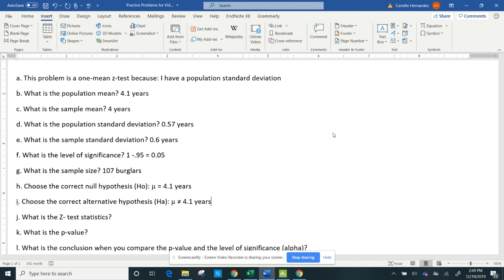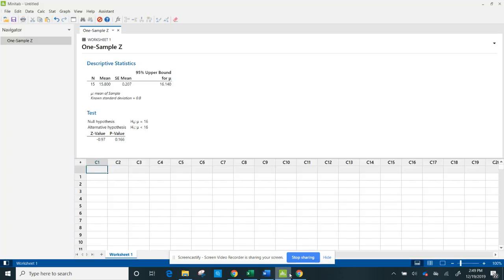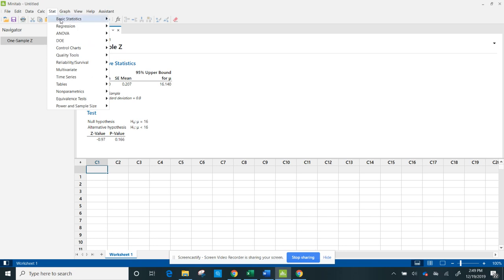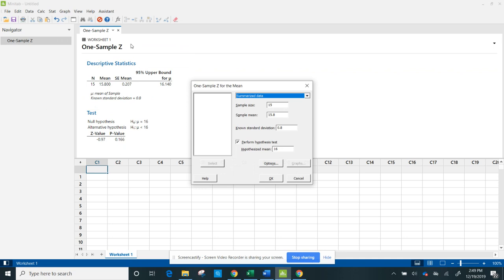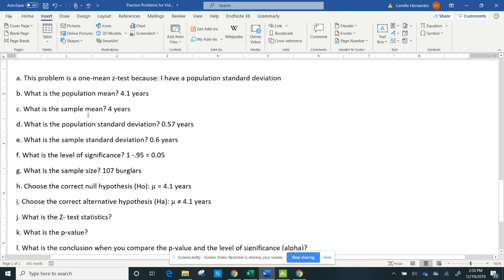Well, I need to go add that to Minitab. So I'm going to open up Minitab. And again, I'm going to go to Stat, Basic Statistics, one sample z. I've got summarized data. Okay, so my sample size was 107. My sample mean was 4. My population standard deviation was 0.57. My hypothesized mean was 4.1. And again, I'm getting all that information from here.